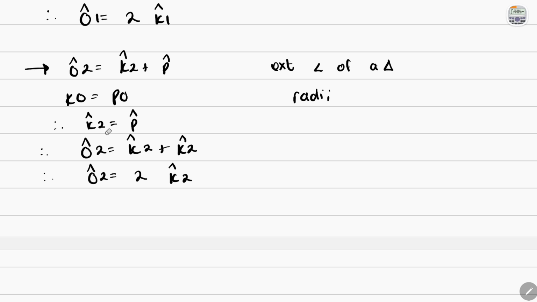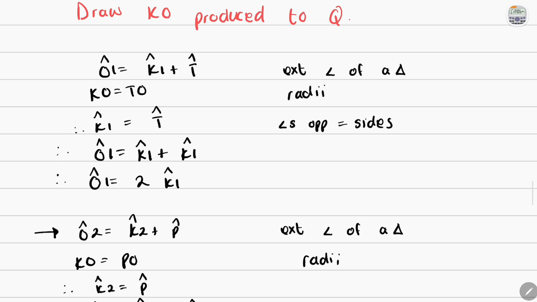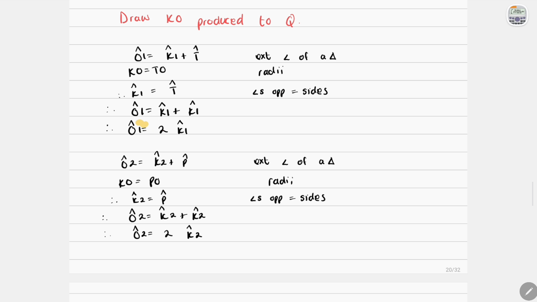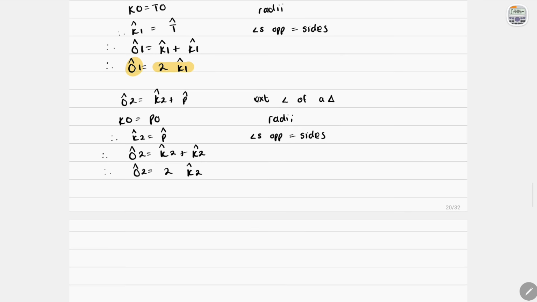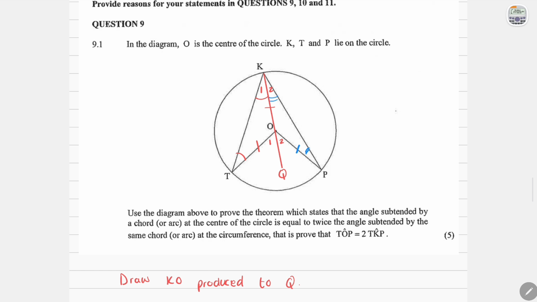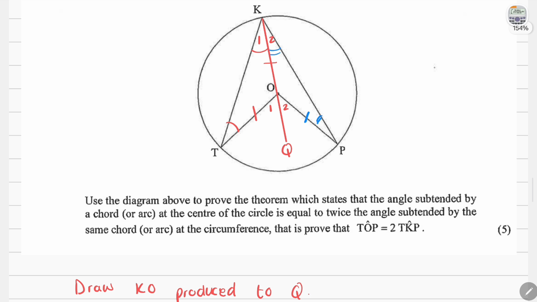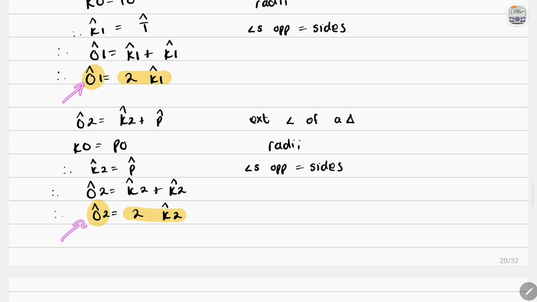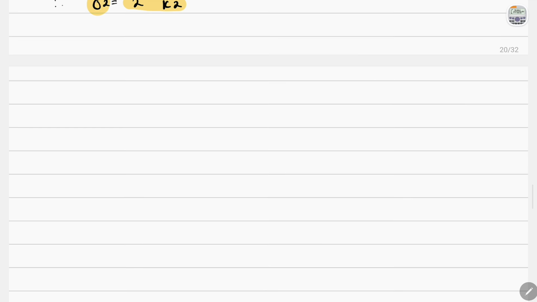Again, don't forget the reason here. The reason they're equal is because we have angles opposite equal sides. Okay, so now we have our two main equations. We have that angle O1 is equal to 2 angle K1 and angle O2 is equal to 2 angle K2. And here is how they come together. What they asked us to prove is that angle TOP, which is the angle at the center, is made up of angle O1 and angle O2, which we just found.